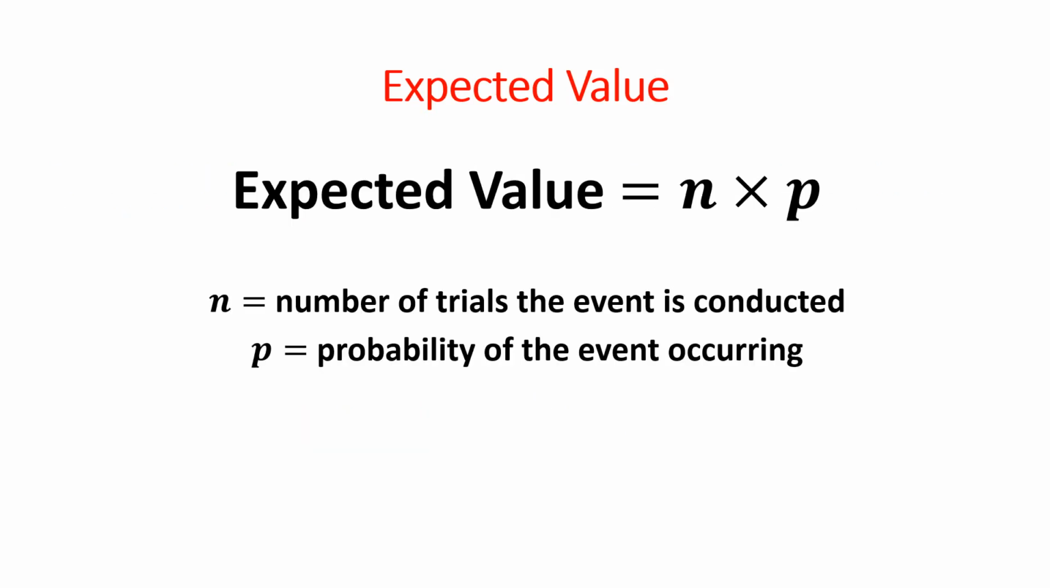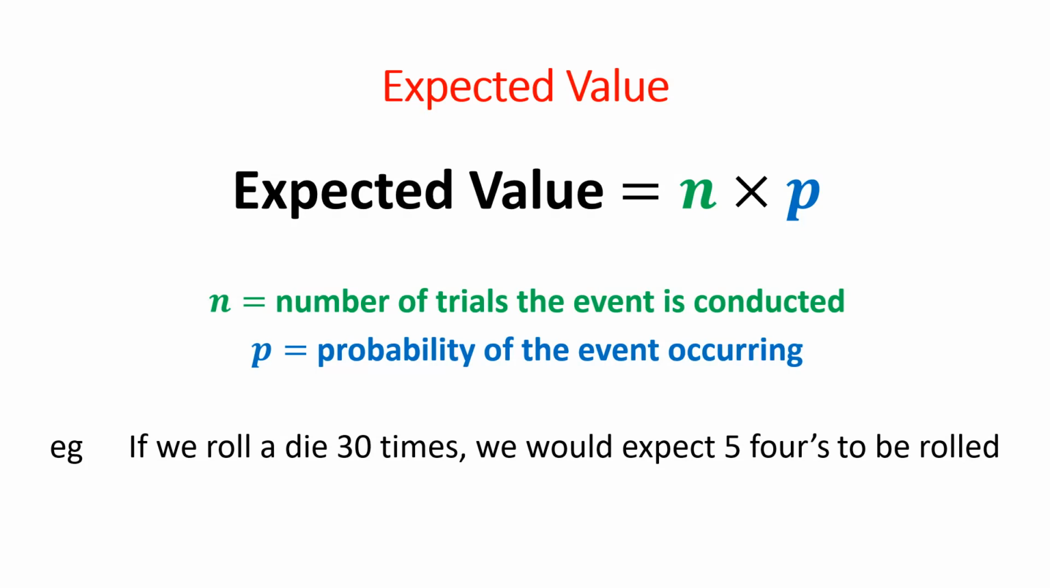Now, the expected value has a little formula that we need to be familiar with. N is the number of trials the event is conducted, and P is the probability of the event occurring. To work out the expected value, we just go N times P. For example, if we roll a die 30 times, we'd expect 5 4s to be rolled because we're going to go 30 times the probability of getting a 4, and that gives us the same as 1/6 times 30. It doesn't matter which way we do it when we multiply. It gives us 5 4s. We expect 5 4s out of the 30.